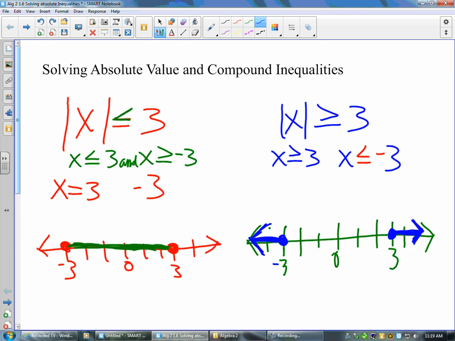This is going to be an OR statement. An OR statement means that you can satisfy either one or the other. Either x is bigger than positive 3, or x has to be smaller than negative 3. You get one or the other, where the AND statement satisfies both.